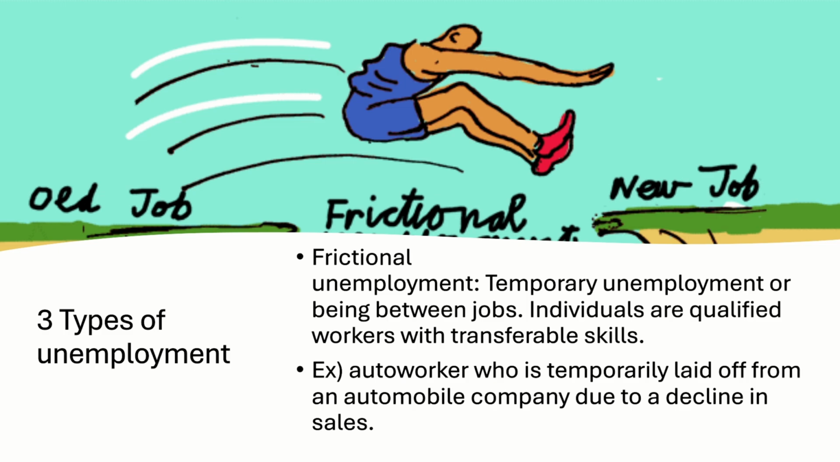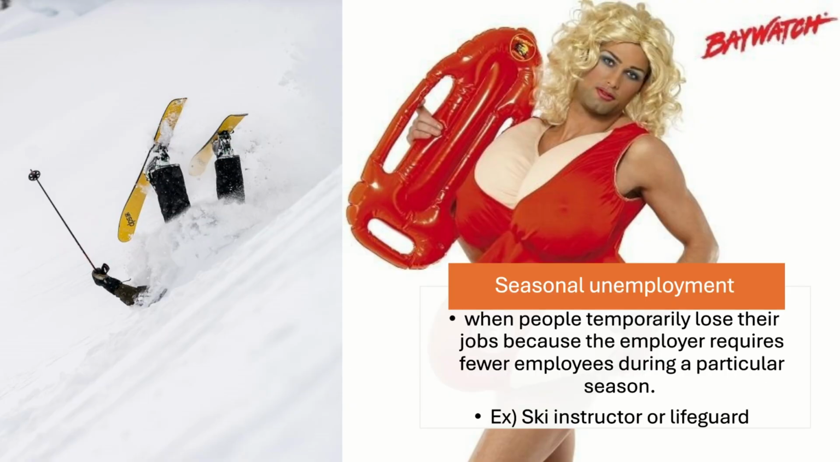Examples could be high schoolers or college grads looking for jobs, or individuals that were fired and are looking for a better job. Seasonal unemployment is a specific type of frictional unemployment, which is due to the time of the year and the nature of the job, where people temporarily lose their job because the employer requires fewer employees during a particular season. So a great example could be a ski instructor or a lifeguard.